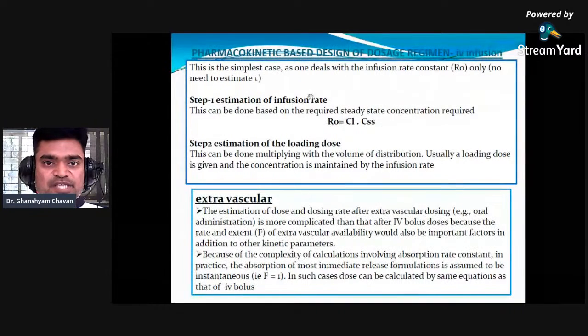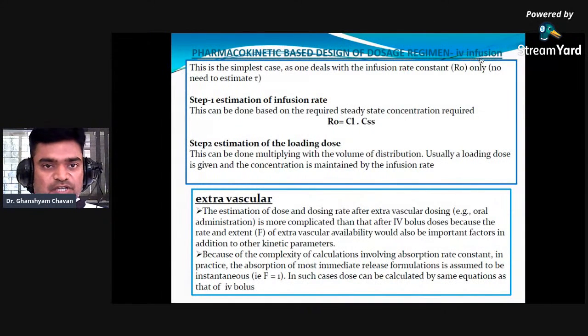Now, pharmacokinetic based design of dosage regimen for IV infusion. This is the simplest case, as one deals with the infusion constant R0 only, no need to estimate tau. Now step 1, estimate the infusion rate, meaning at which speed the normal saline will release into your blood through the intravenous route. This can be done based on the required steady state concentration. So R0 is equal to clearance times steady state concentration.